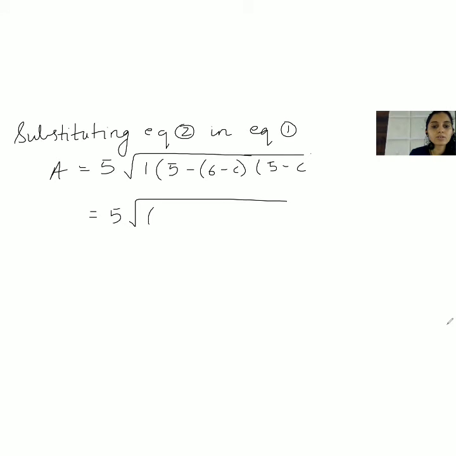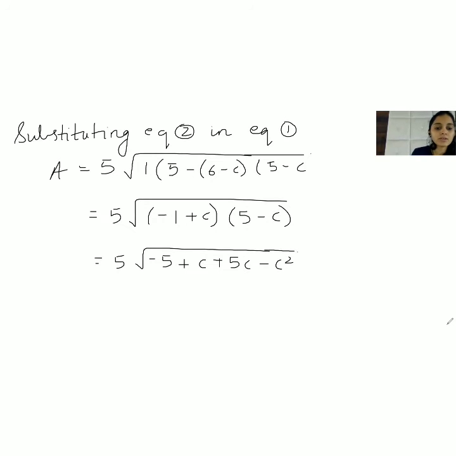We'll have, what is 5 minus 6? Minus 1, minus into minus plus C, minus 1 plus C, and 5 minus C over here. So let us multiply the two brackets. We'll have minus 5 plus C plus 5C minus C square. Okay. So we have 5 under root of minus 5 plus C plus 5C, which is 6C, minus C square, so minus C square plus 6C minus 5.